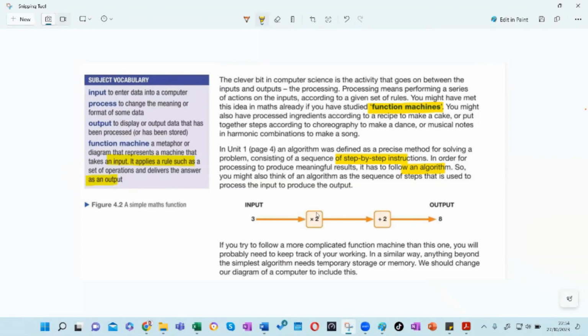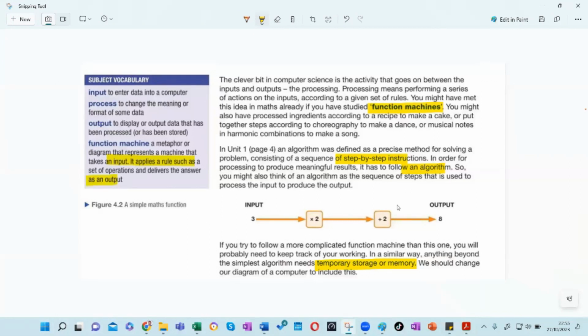So there is a sequence, right? This has to be done before you multiply by 2, right? You have to multiply by 2 before you add 2. If you try to follow a more complicated function machine than this one, you will probably need to keep track of your working. In a similar way, anything beyond the simplest algorithm needs temporary storage or memory. We should change our diagram of a computer to include this.